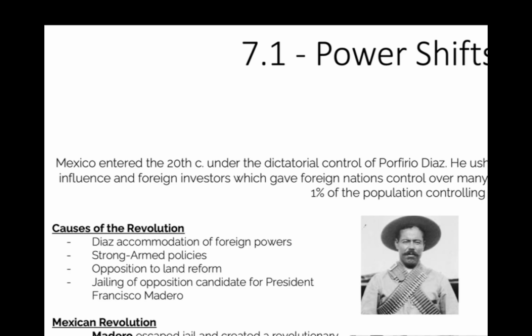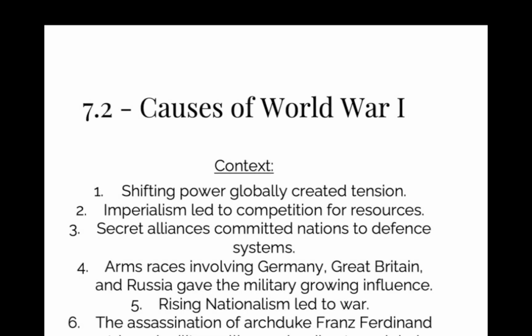Now, the biggest thing that is going to play a massive role is land distribution. It is going to be chaos.